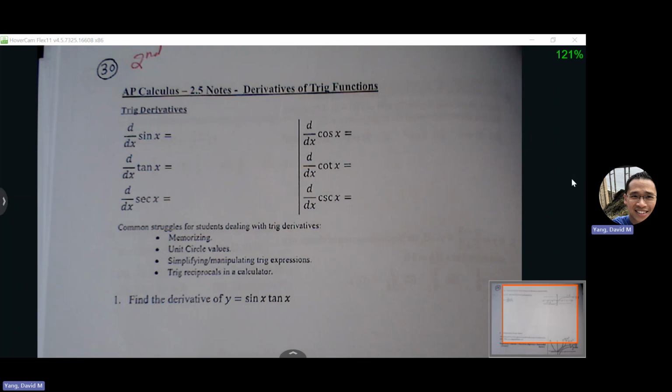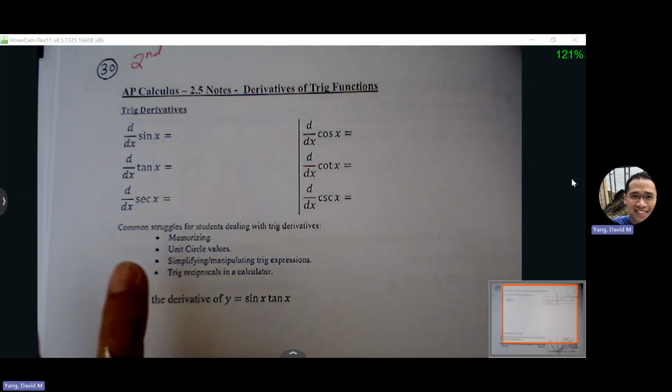Yesterday we did product and quotient rule. The day before, we learned some new derivative rules, involving e to the x, natural log, and then sine and cosine. Today we're going to be looking at the rest of the trig function derivatives.